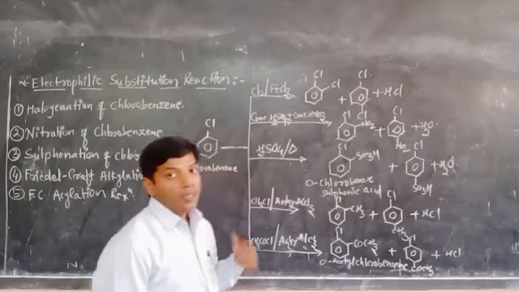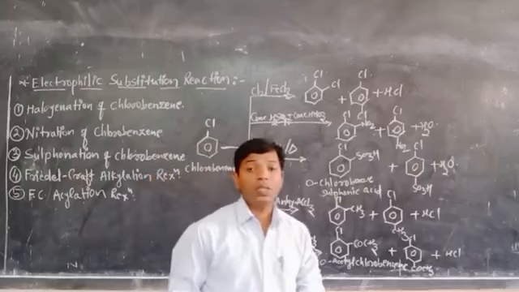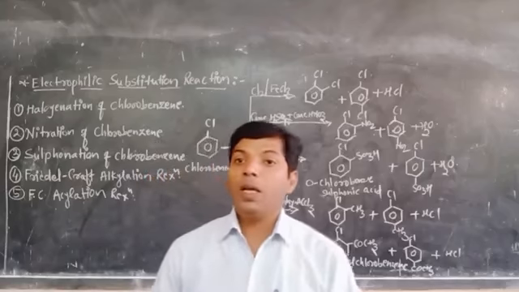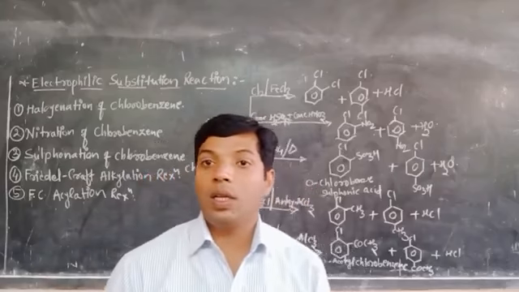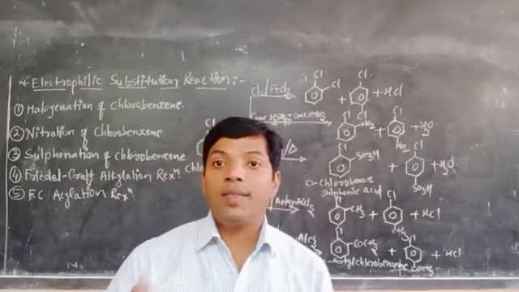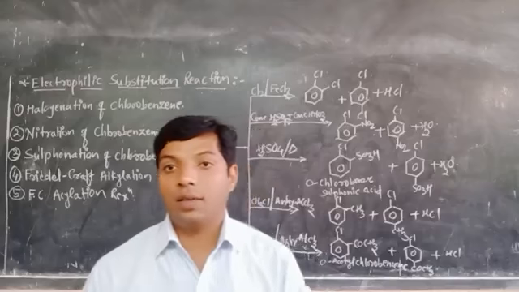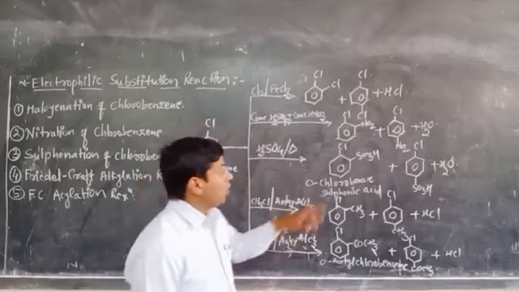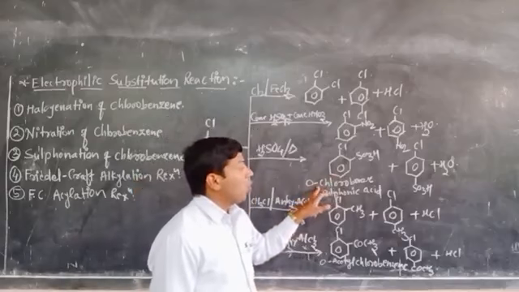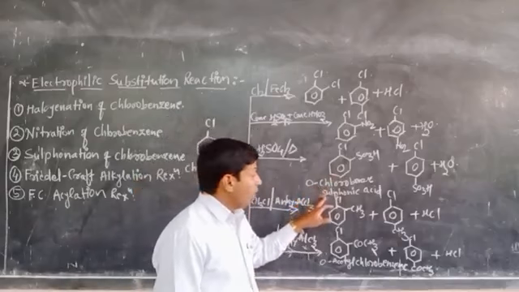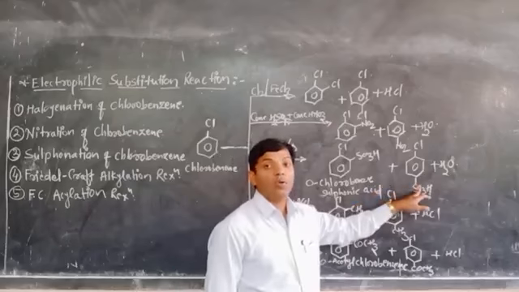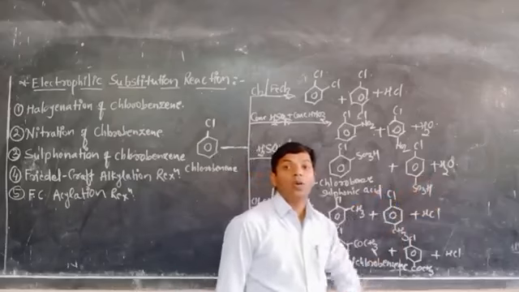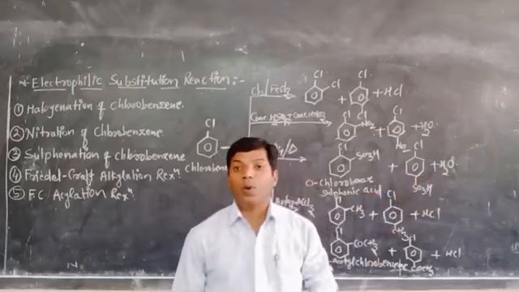Next we will discuss sulfonation of chlorobenzene. In the sulfonation of chlorobenzene, chlorobenzene is treated with sulfuric acid. It gives the ortho and para products. So here you will get ortho-chlorosulfonic acid and para-chlorosulfonic acid, plus it gives a water molecule as a product.